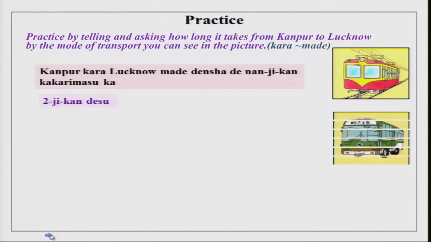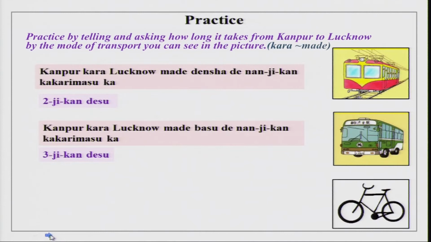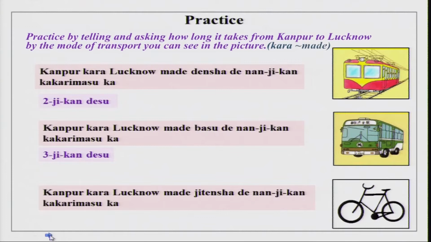Now we have another picture for you. There is a bus here. Same question. Kanpur kara Lucknow made bus de nanjikan kakarimasu ka. Well, 3 jikan desu. Then we have what mode of transport? Well, we have a cycle. So, jitensha, Kanpur kara Lucknow made jitensha de nanjikan kakarimasu ka. So, of course, the fastest would be the train, then the bus and then the cycle. So, let us see how long it takes. 6 jikan desu. So, this is how you could tell by what mode of transport how long it takes. Kakarimasu.